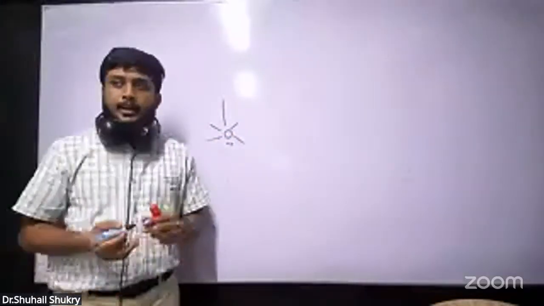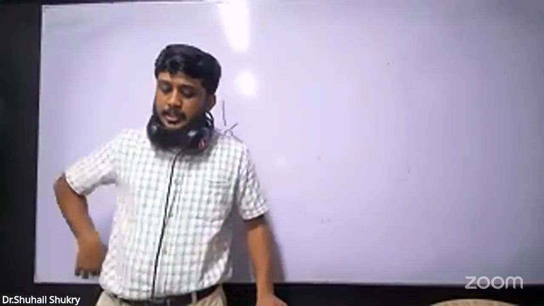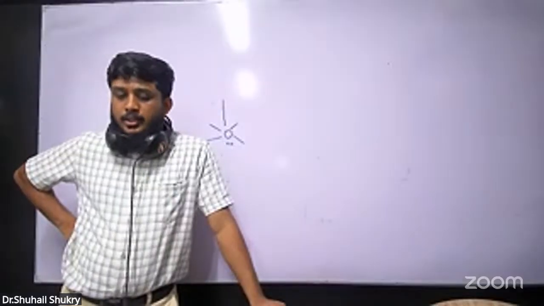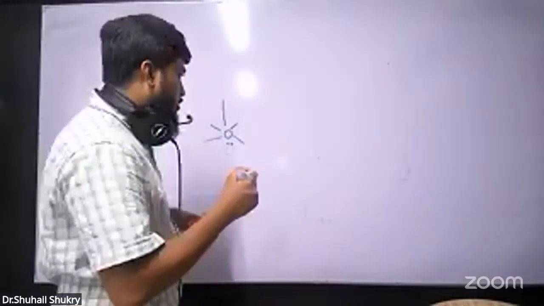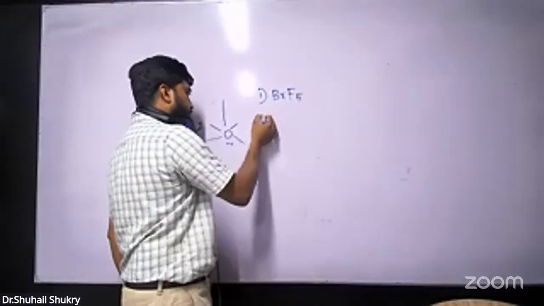It's got an item which is connected with 5 things. Out of these things, which element is connected with 5? BrF5. First one answer is BrF5. The PDF is shared in the free session group. Right, so the answer is BrF5.